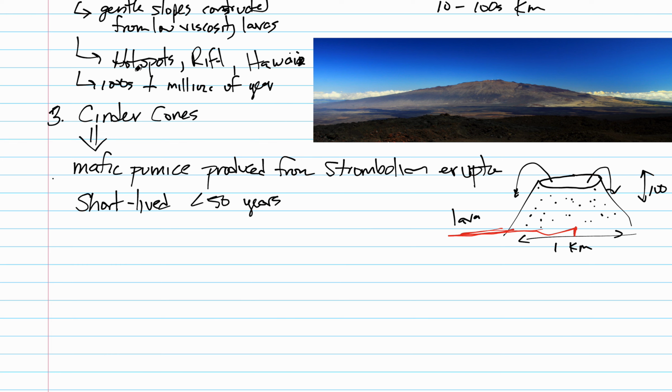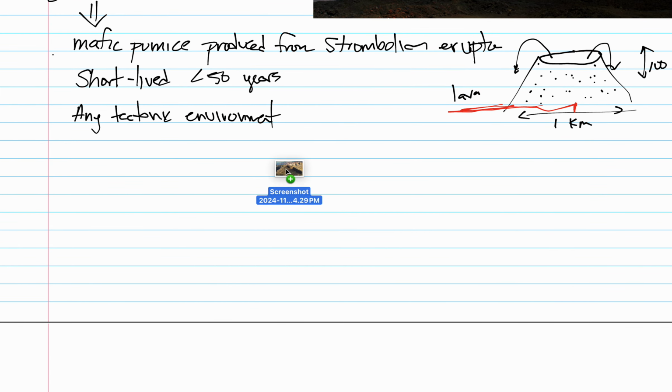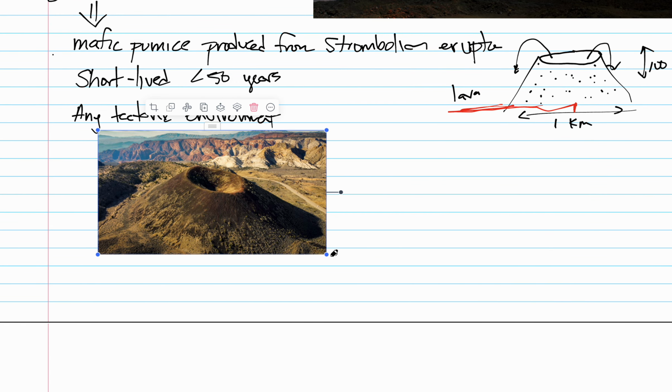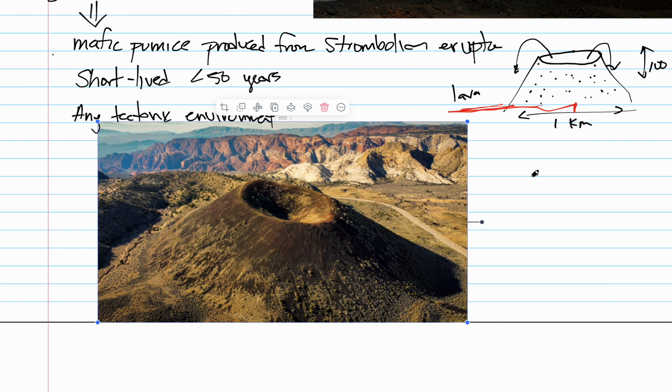This is what cinder cones look like. So we got mafic, good. Strombolian, good. Breakout lavas, they are associated with any tectonic environment. Let's get a picture in. This is a picture of a cinder cone from Arizona. It doesn't even have a name. That's how common these things are. And I want you just to see how big that crater top is relative to the height of the volcano itself. They're relatively small. You could climb that in 30 minutes.